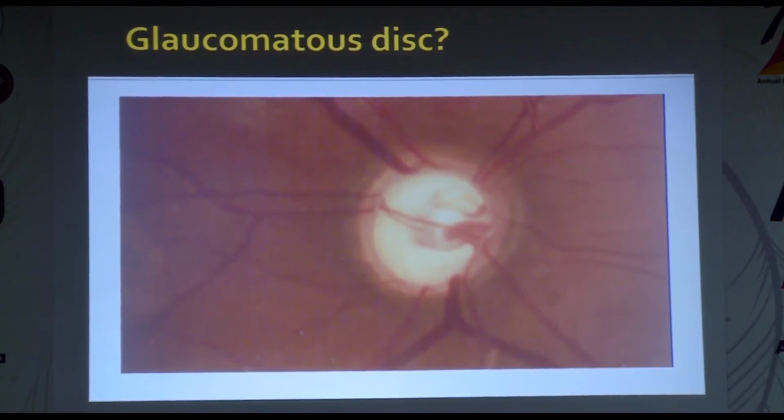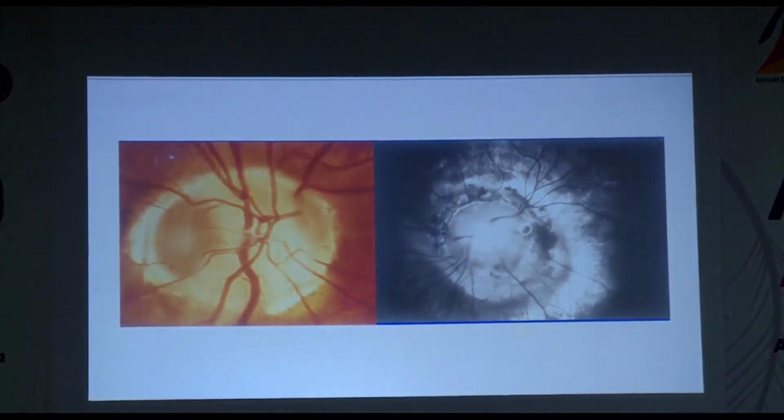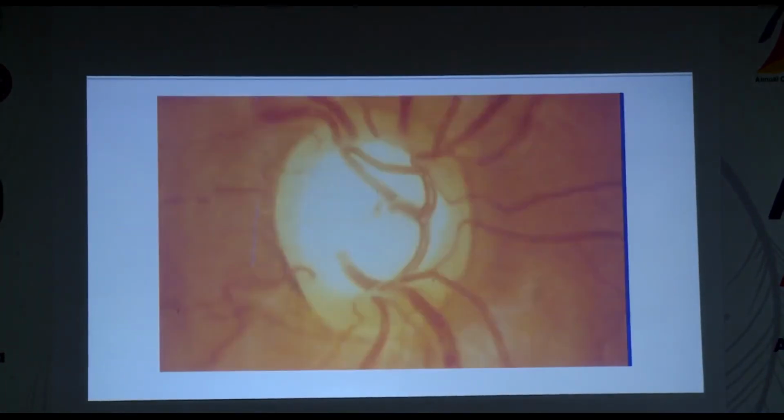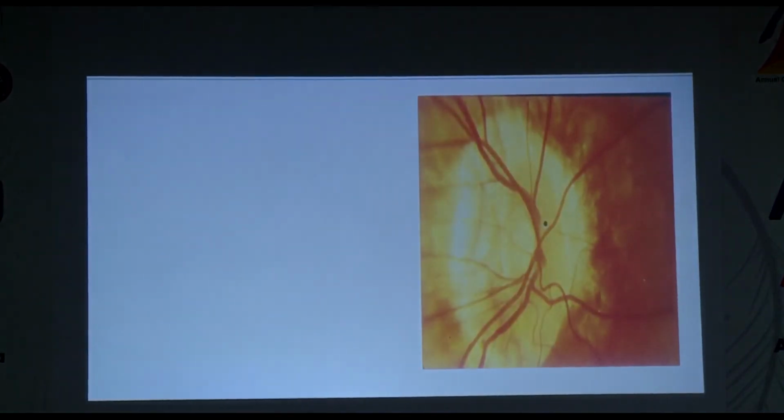So what about this disc? This is clearly not very typical of a glaucomatous disc. This is most probably a congenital disc anomaly. These are again congenital disc anomalies. Now what about this one? Is this a glaucomatous disc? It is a large disc. The CDR seems to have increased in size vertically. But if you notice very carefully, there's something funny about the shape of the disc and also the course of the vessels. So this is basically a dysplastic disc.